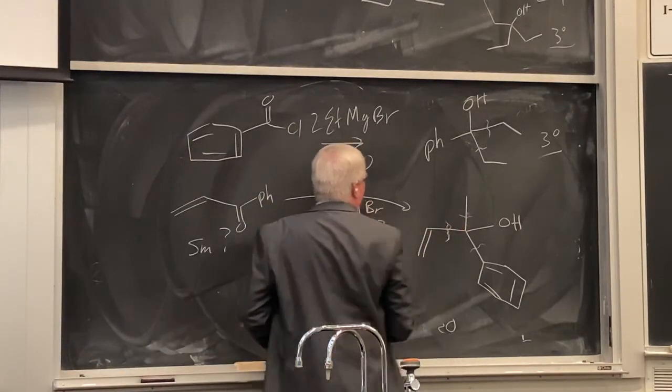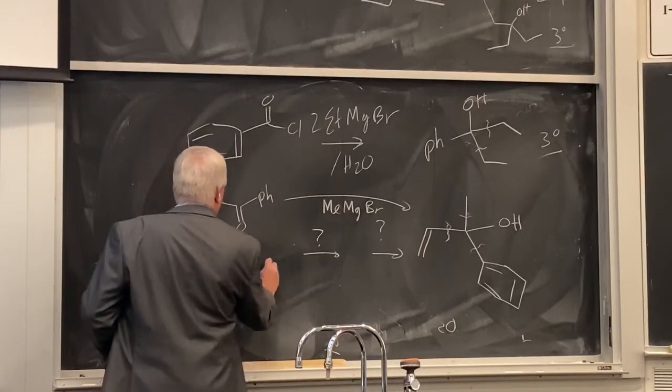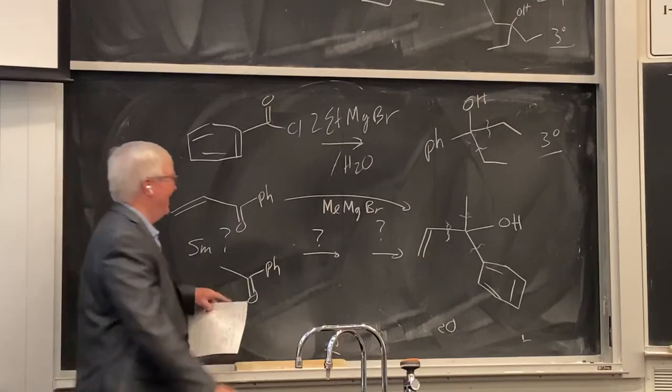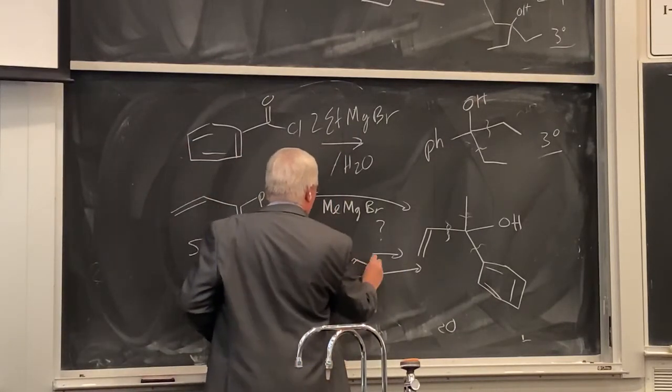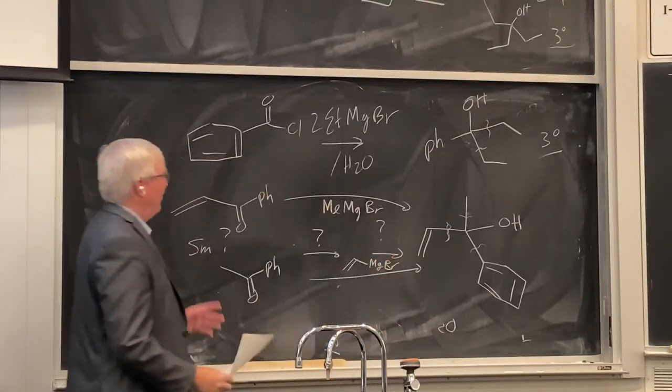What about this pathway here? Well, then we'd have to start with this ketone. Oh, that has a name, right? That's acetophenone. And how would we do it? Well, we'd have to put on the vinyl magnesium bromide, okay? And that would give that one.